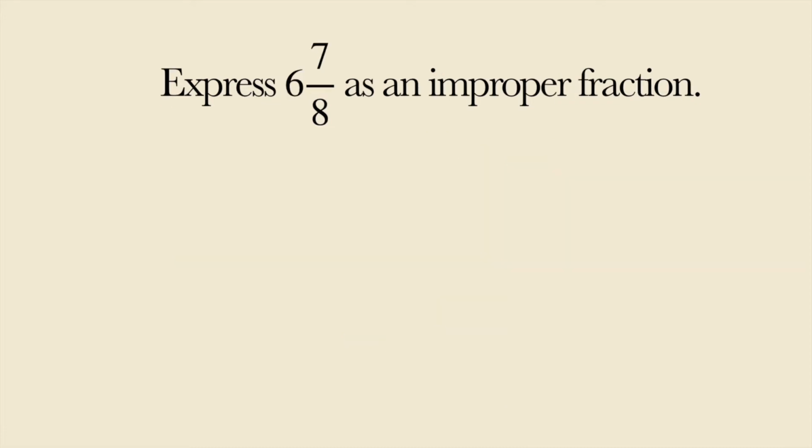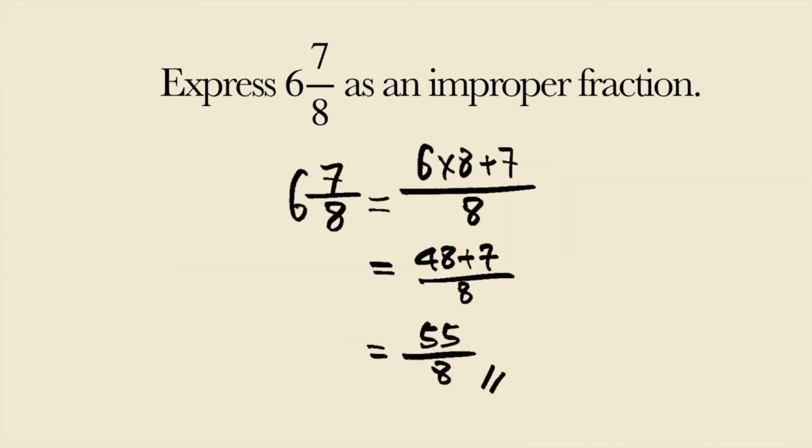Next, we have this to be expressed as an improper fraction. So 1 whole is 8 over 8. 6 wholes, therefore, is 6 times 8 units. So that's 48 units plus 7, giving us 55 over 8.